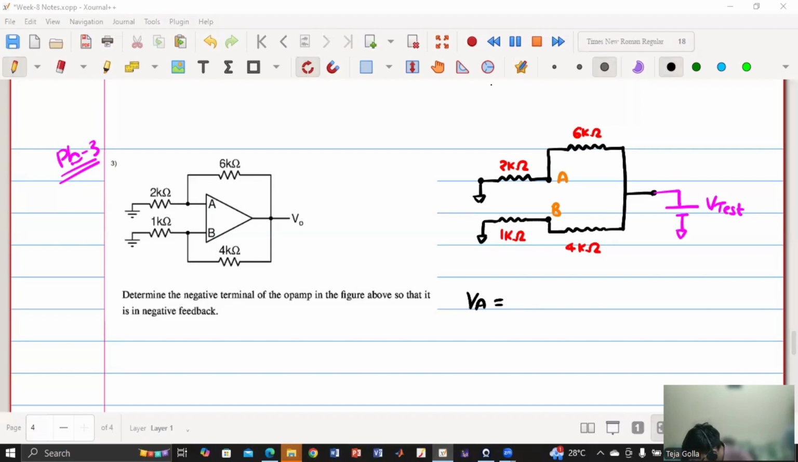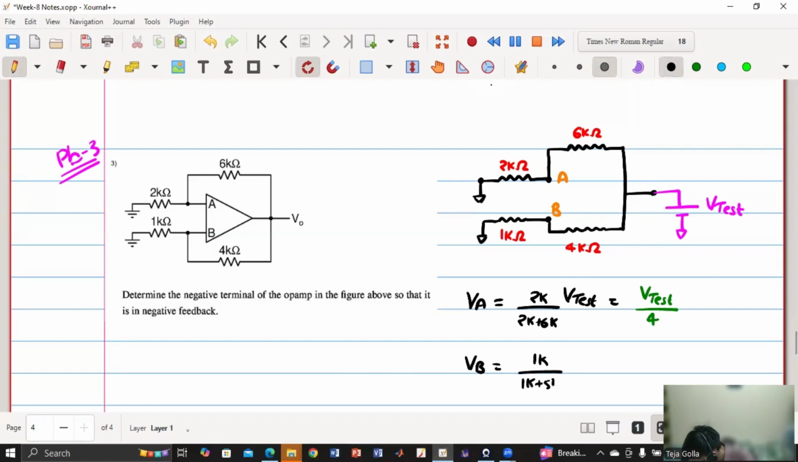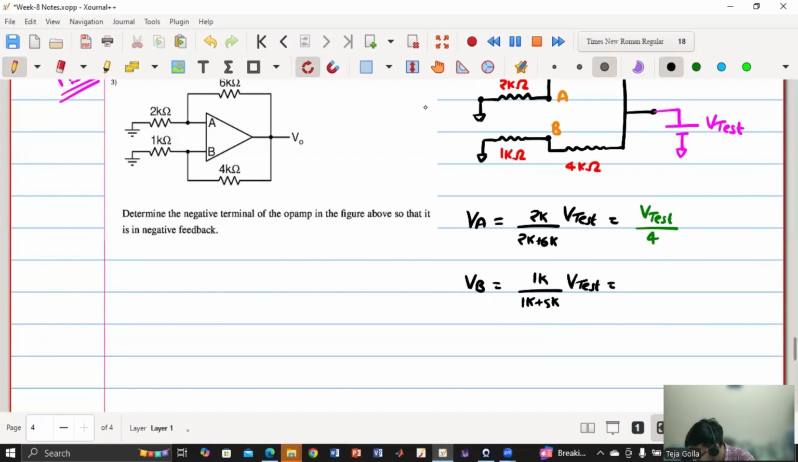So yes, VA is nothing but 2K by 2K plus 6K into V test, which is nothing but V test by 4. Similarly, if I do VB, I will get 1K by 1K plus 4K into V test, which means V test by 5, right? V test by 5. What is my aim? My aim is simple and it is always the same. I have to get V positive terminal minus V negative terminal should be less than 0.